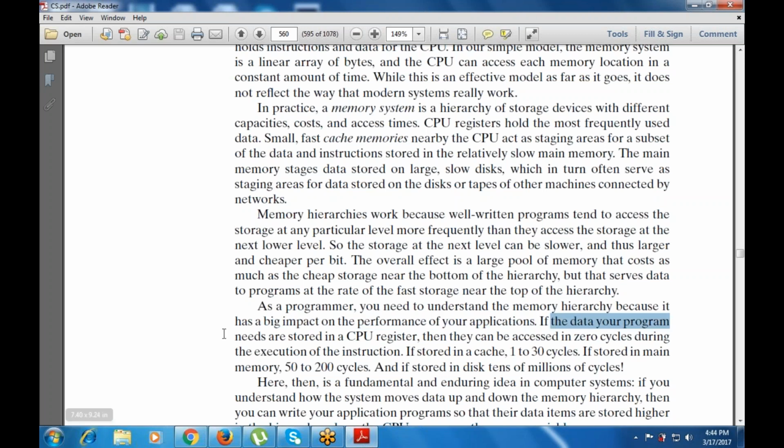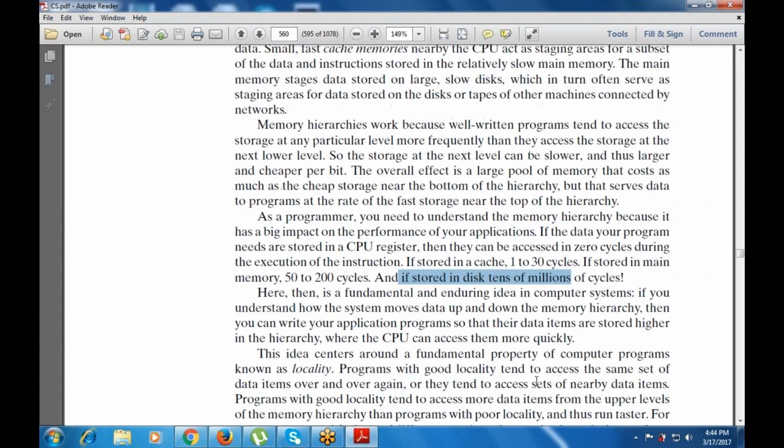If the data your program needs is stored in CPU registers, it can be accessed in zero cycles during the execution of the instruction. If stored in a cache, 1 to 30 cycles. If stored in the main memory, 50 to 200 cycles. And if stored on the disk, tens of millions of cycles.